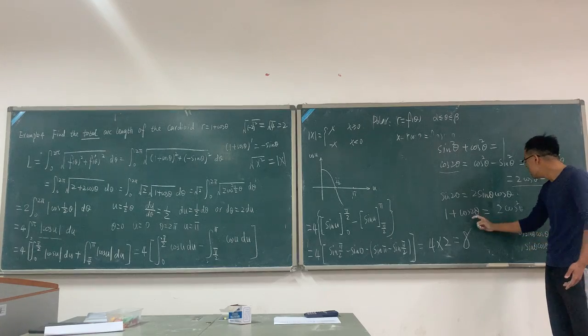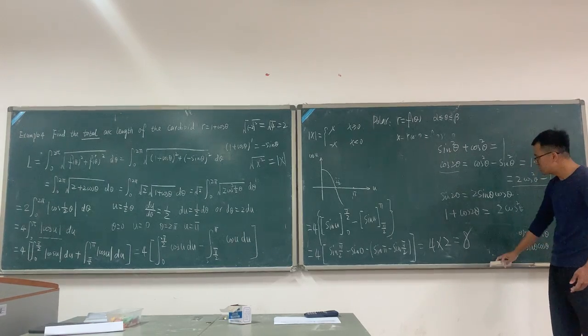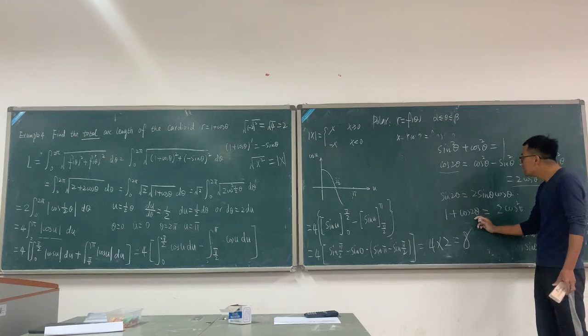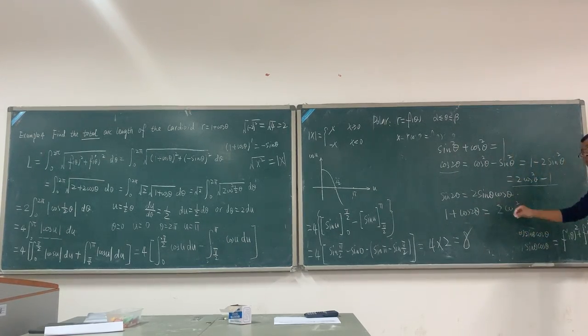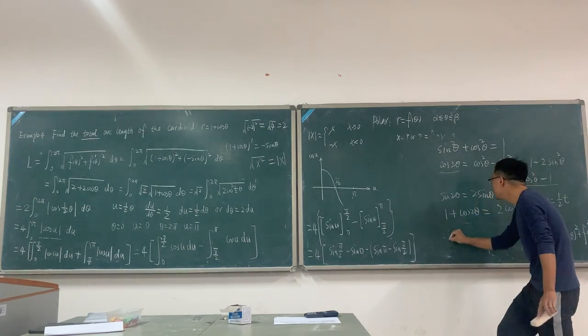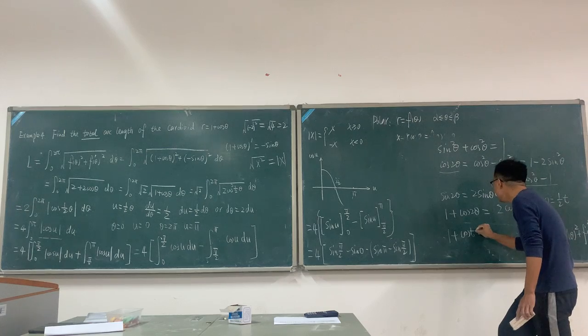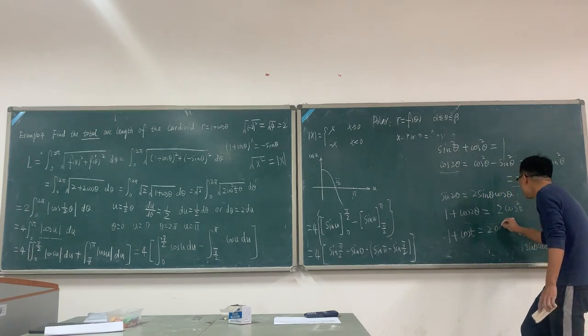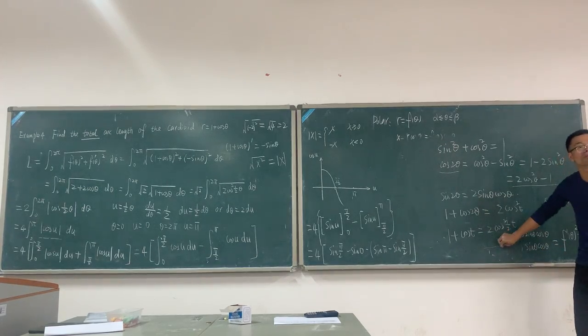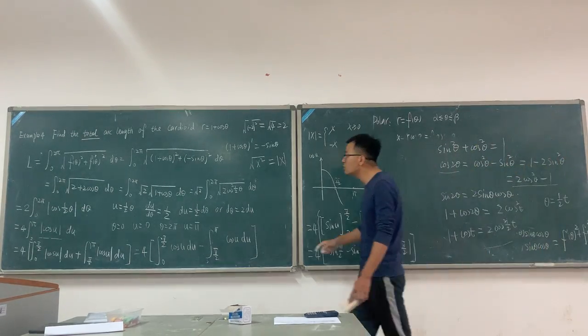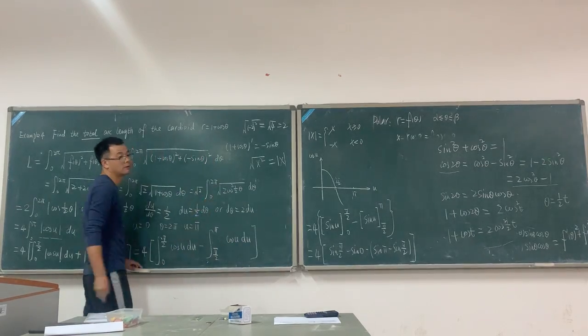So here, of course, we replace theta equal to 1/2 t, so we can obtain 1 plus cosine t equal to 2 cosine 1/2 t square. So we just use this formula, okay? From here to here.